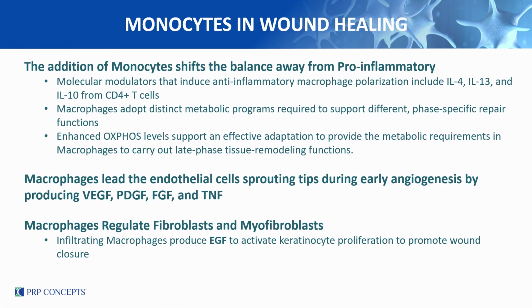So the addition of monocytes, as I said, shifts the balance away from the pro-inflammatory macrophages to the synthetic M2 macrophages. And this enhances angiogenesis as well as the release of the appropriate growth factors in the appropriate temporal sequence. And it's really very important. Obviously, as we can see, the macrophages regulate fibroblasts and the myofibroblasts as well as the keratinocytes through their proper sequential release of appropriate growth factors.